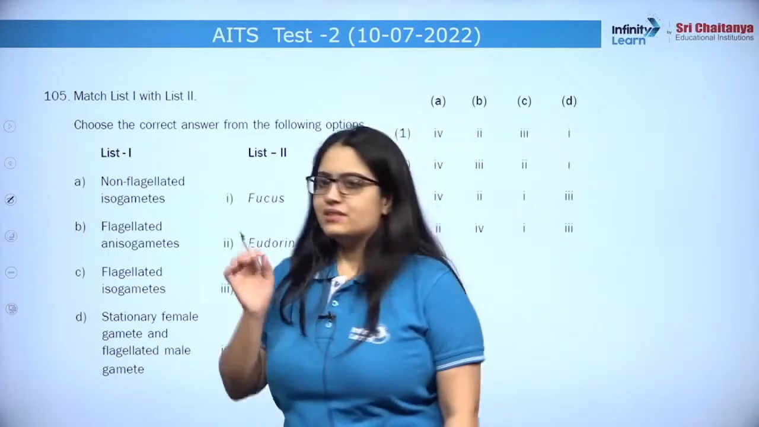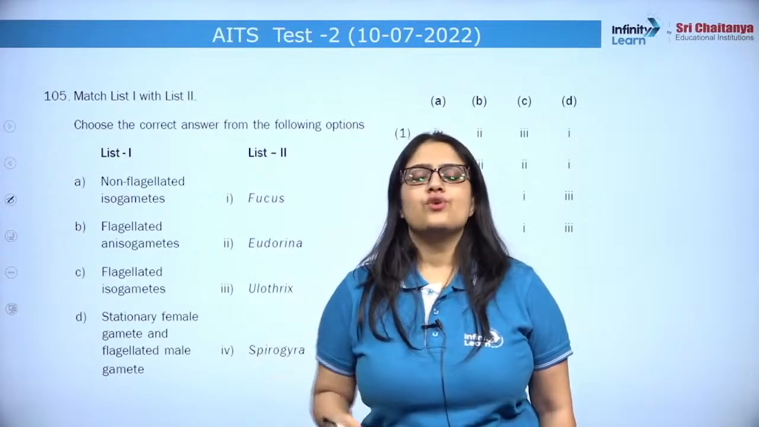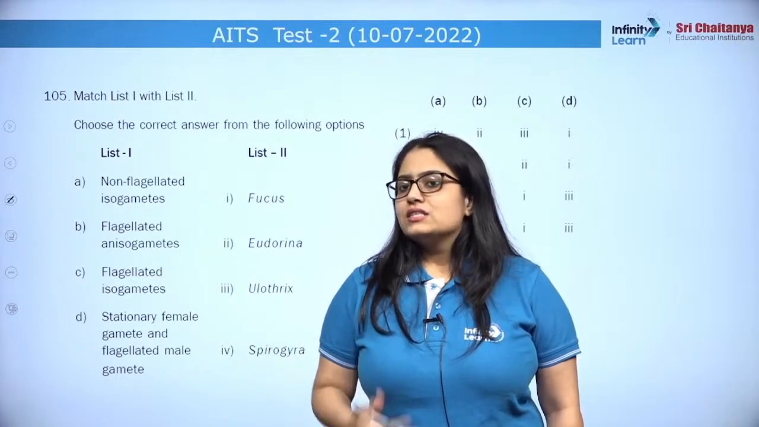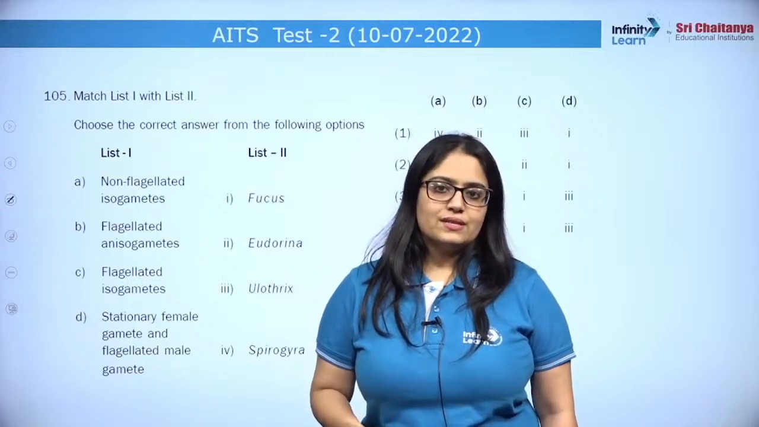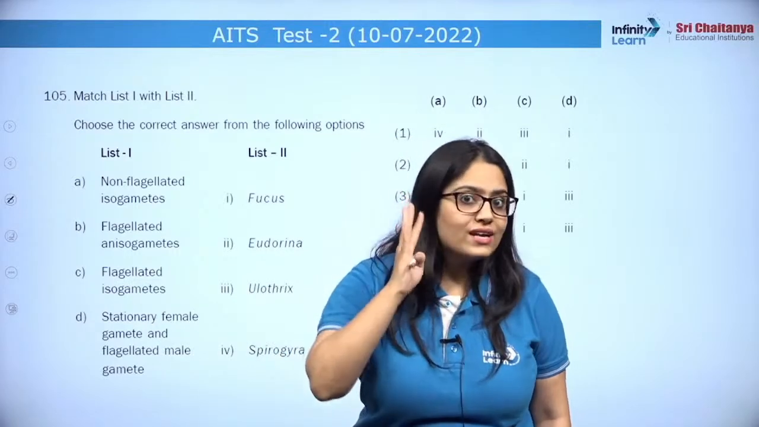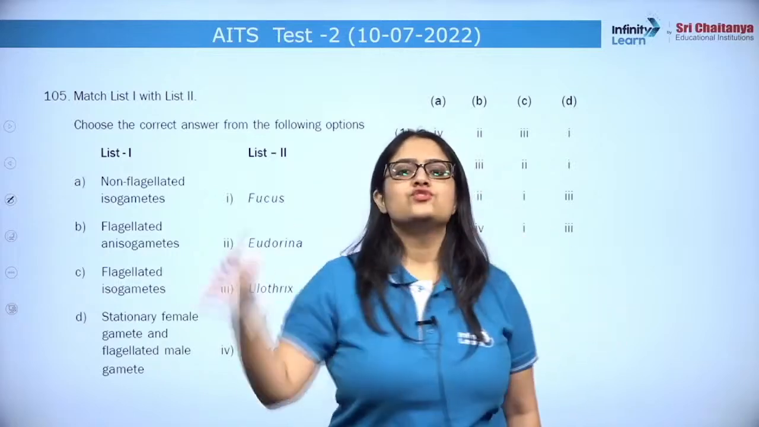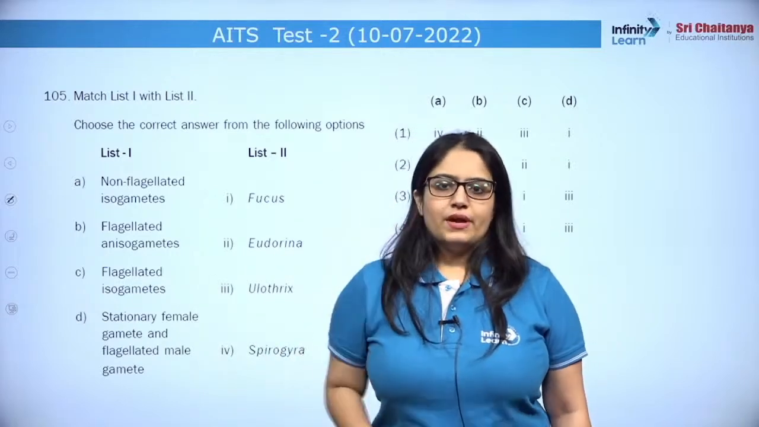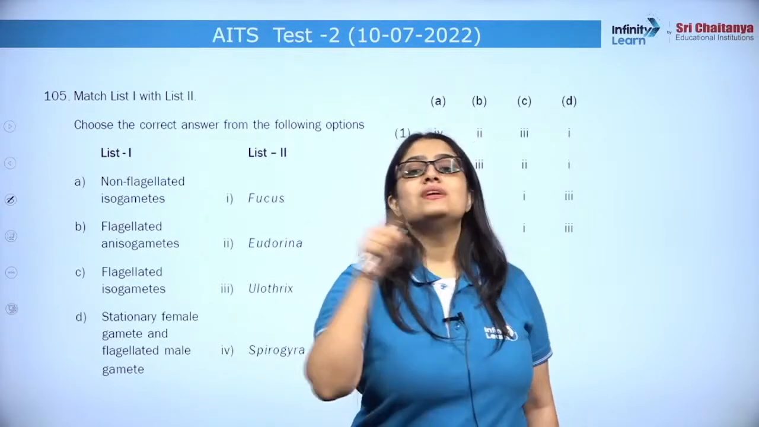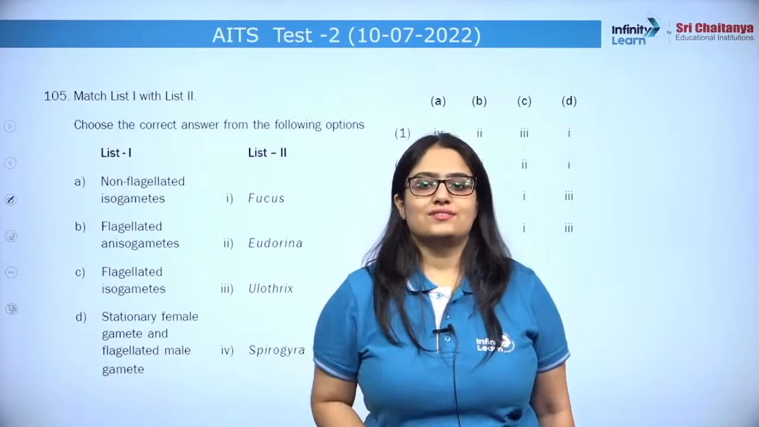Non-flagellated isogametes. Remember, isogamous mode of sexual reproduction, the members mentioned in your NCERT under algae are Ulothrix and Spirogyra. But what you need to remember is, in Spirogyra, isogametes are non-flagellated. 4 times NTA has asked question on this fact, yes, in the history of NEET exam from 2013 to 2021. Also remember, my dear students, in Ulothrix, the isogametes are flagellated. Anisogamy is seen in Eudorina. Oogamy is seen in, my dear students, Fucus and Volvox.